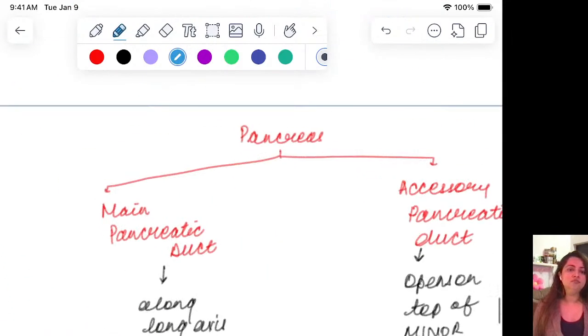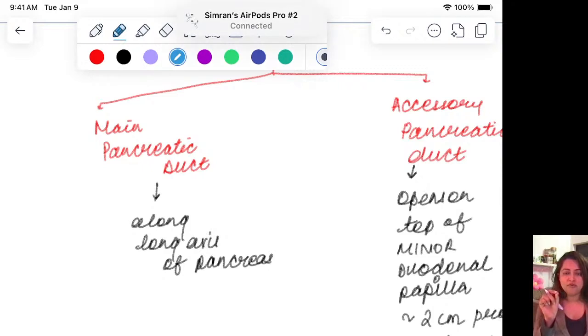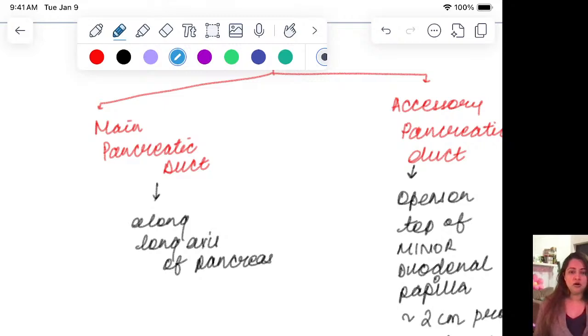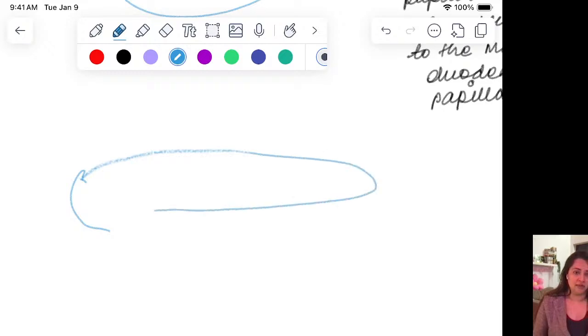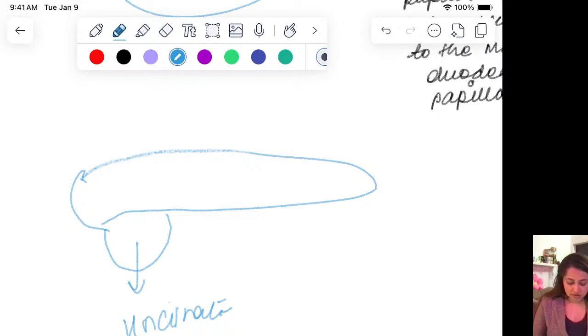The one that I showed you while we were discussing, the one running along the long axis of pancreas, that's going to be our main pancreatic duct. Remember. So this structure that I've drawn here is the pancreas. There are different parts of the pancreas. Here we have the uncinate process, which is nothing but the extension of the head of the pancreas. Then this is the head of the pancreas. Then we have the body of the pancreas. Then we have the tail.